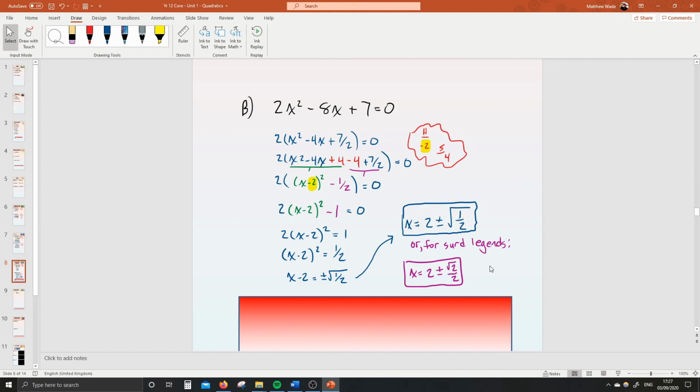So yeah, if you got 2 plus or minus the square root of 1/2, happy days, you're absolutely flying. If you're already pro at surds, so you did a bit of extension stuff and you're really good at it, that's the best possible answer, this one here in purple. So, fantastic work, guys. Cool.